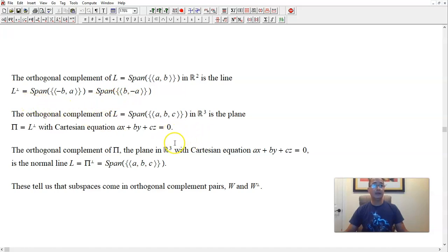And similarly, the orthogonal complement of the line, which is the span of (a, b, c) in R3, is the plane pi L perp with Cartesian equation ax plus by plus cz equals 0. And the orthogonal complement of that plane is the normal line, the span of (a, b, c). So we will see this in general, that at least in Rn, W and W perp are orthogonal complements of each other.